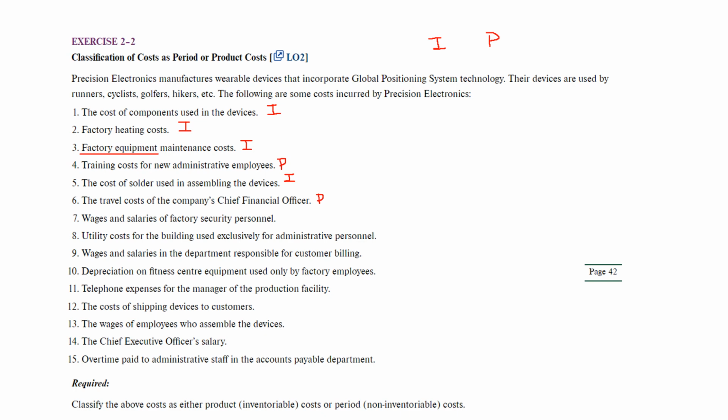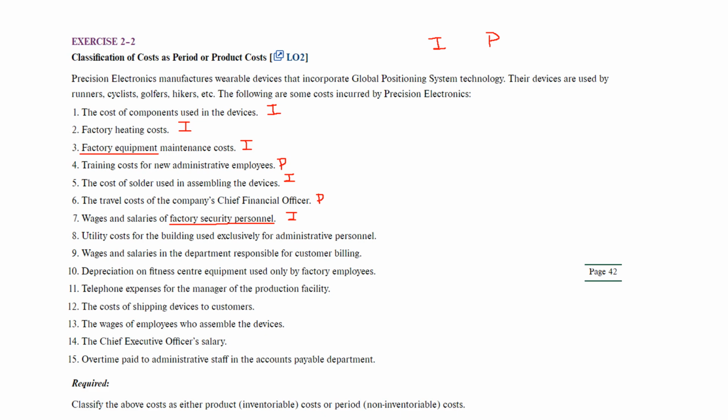Wages and salaries of factory security personnel. This would be a product cost. Again, the key phrase here being factory security personnel, the fact that it has to do with the production facility, will be captured in manufacturing overhead.